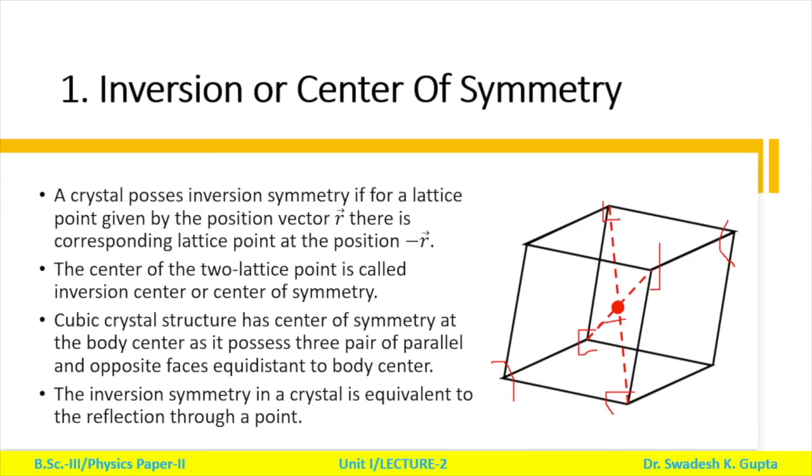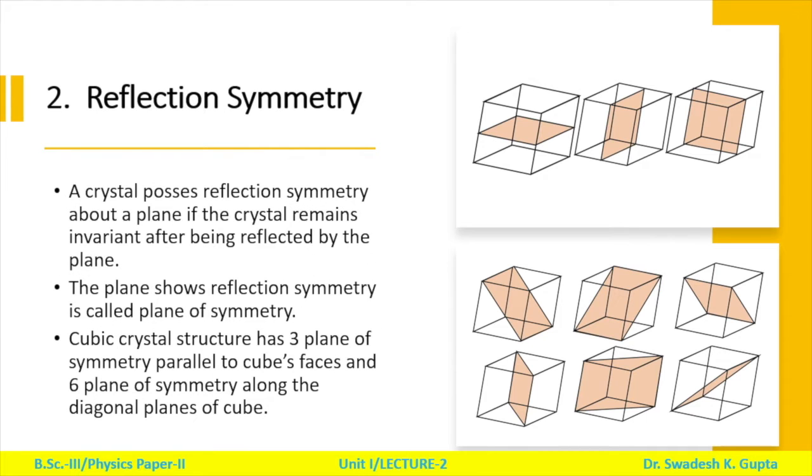Thus, the inversion symmetry in a crystal is equivalent to the reflection through a point. As you can see, the reflection of this point is this point, and the reflection of this point is this point. And this is the point of reflection. Coming to the second symmetry, which is reflection symmetry.